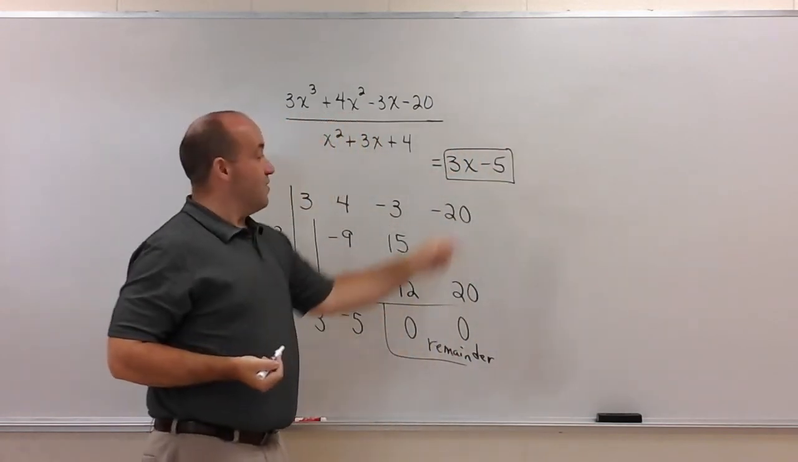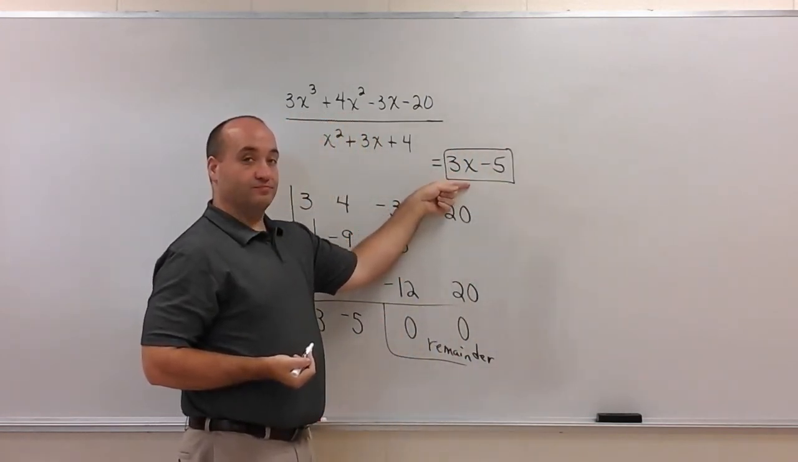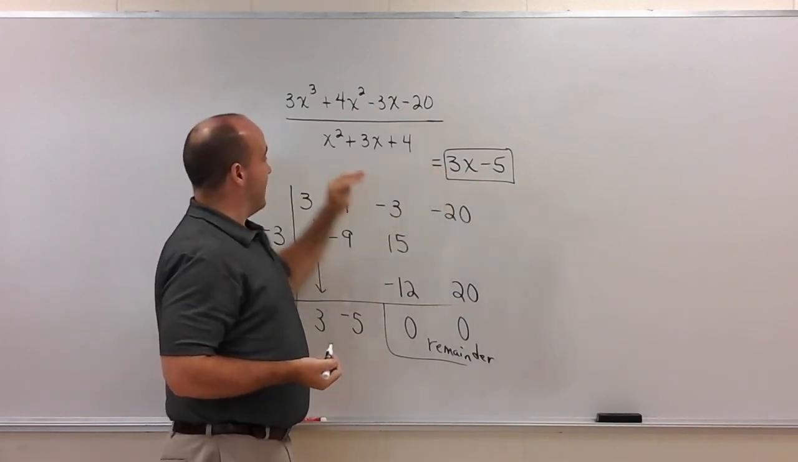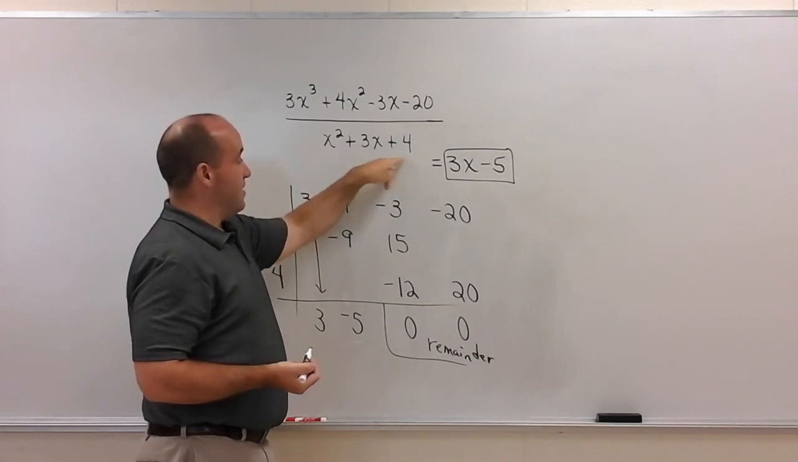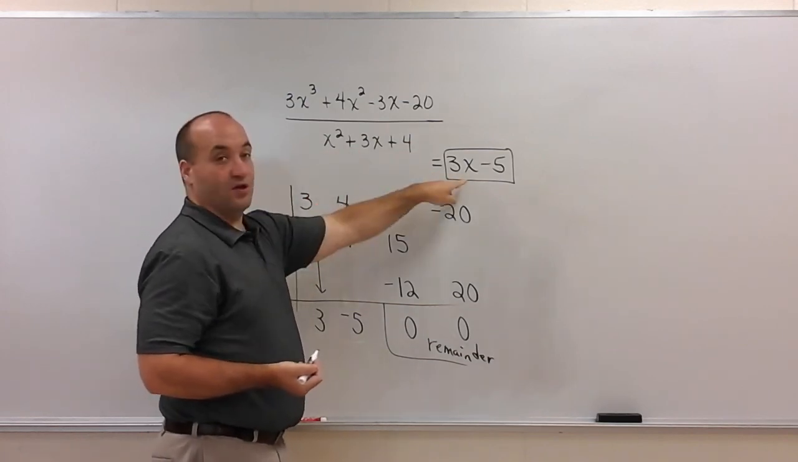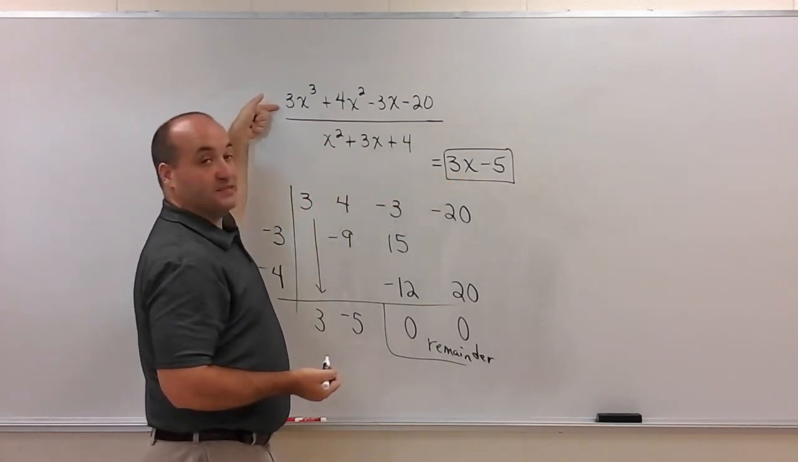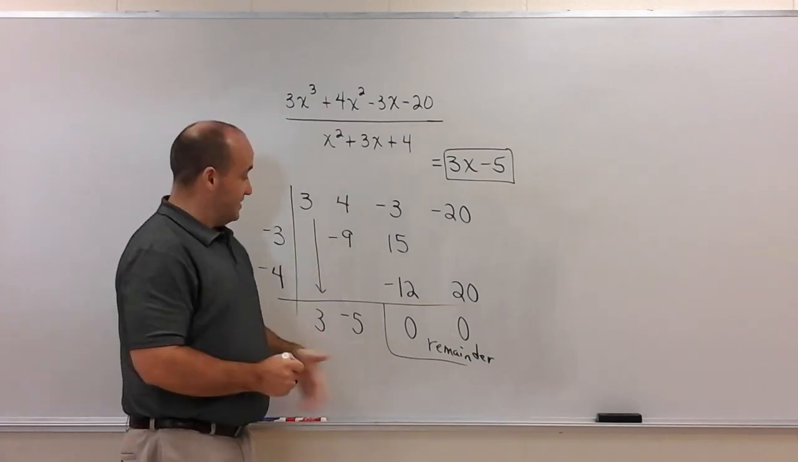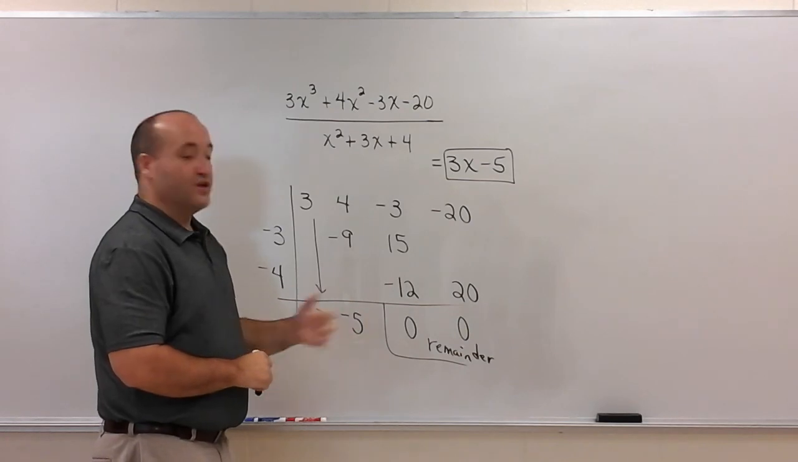So the quotient is 3x minus 5. In other words, if I were to multiply 3x minus 5 times x squared plus 3x plus 4, if we were to distribute all that out, we would get this polynomial. So it's pretty simple. It's rather more simple than doing long division.